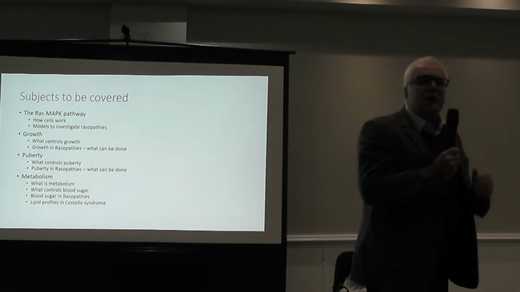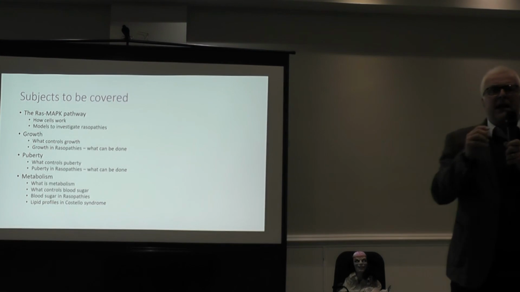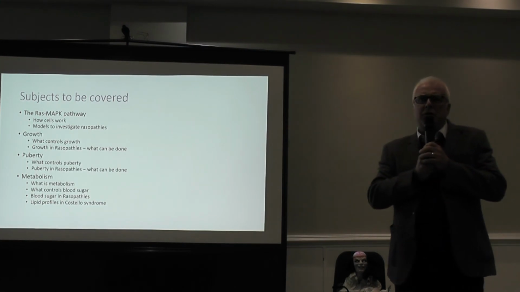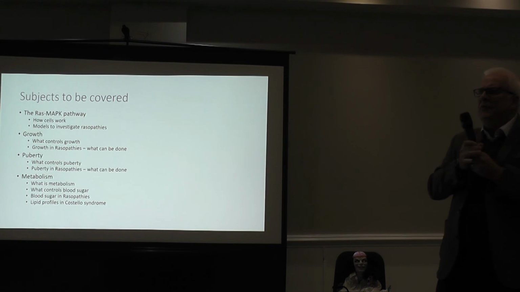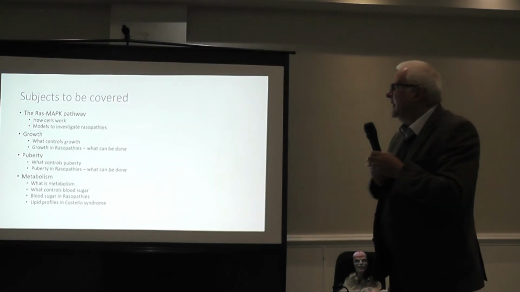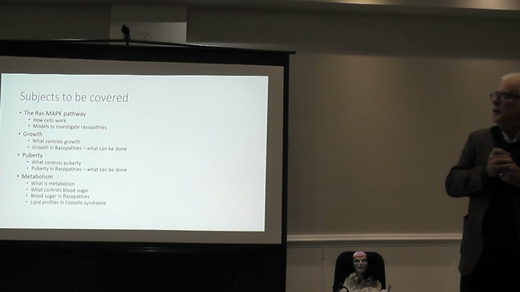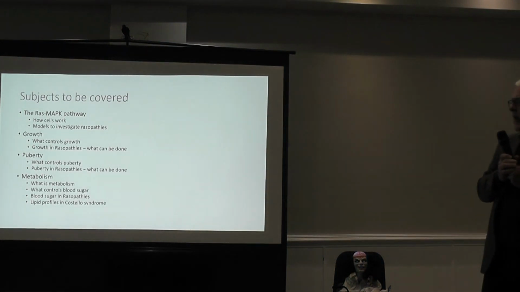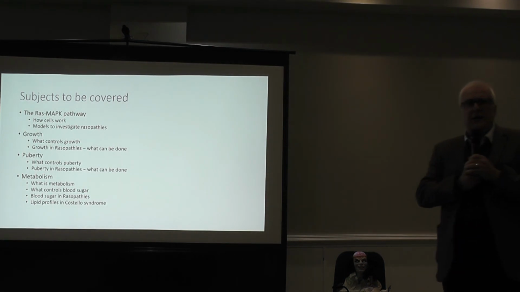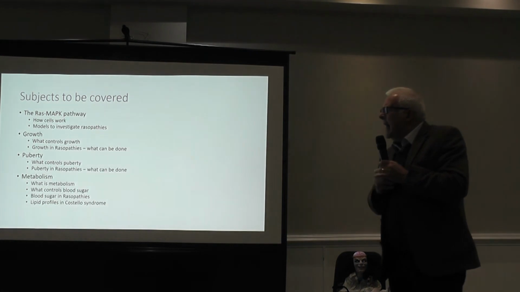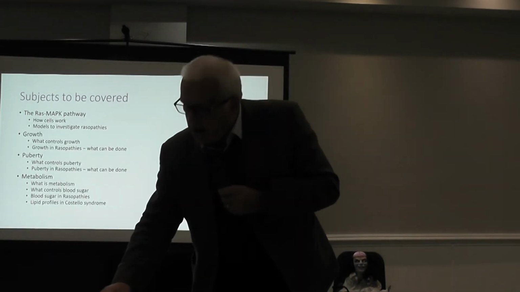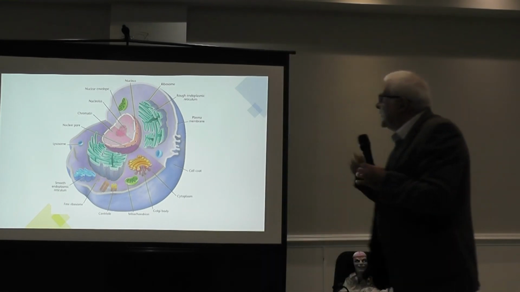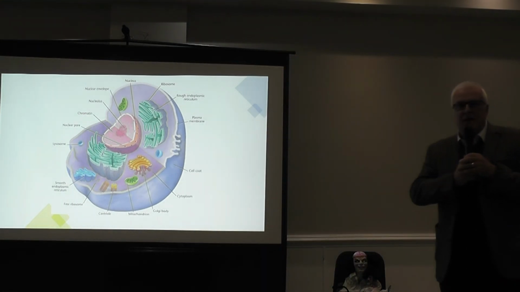Yes, so what I'm planning on doing, just a little bit at the beginning, which kind of follows on from what Emma was talking about, how the pathway works. And also just to show you some of the models that can be used from a research point of view to investigate RASopathies. I'm going to talk about growth, normal growth and abnormal growth, and what can be done. I'll talk a little bit about puberty, because puberty abnormalities do occur in these conditions. And I'm going to finish off talking a bit about metabolism, which I think is a newish area that's quite intensely being investigated. So probably taking everybody back to their school days and cells.